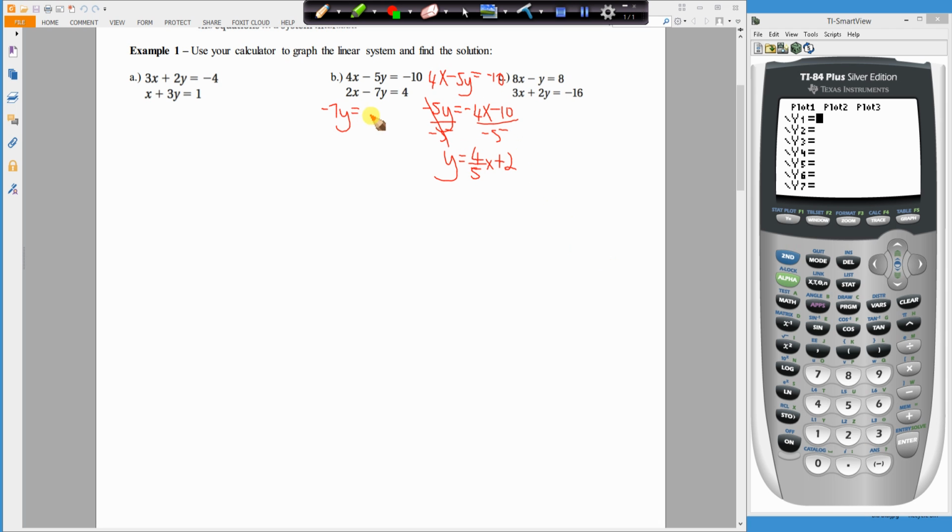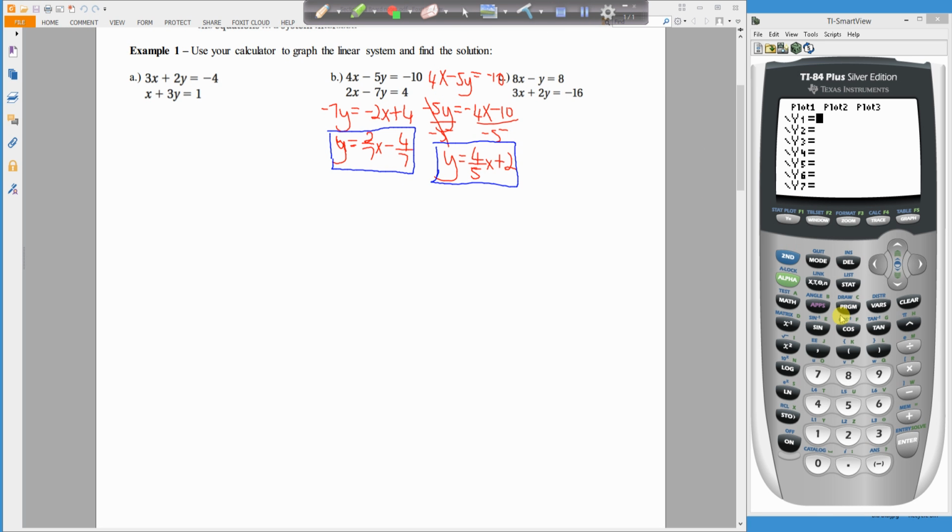So negative 7y equals negative 2x plus 4, divide by negative 7, so you get what? 2 over 7x minus 4 over 7, okay? This is not a pretty equation, but it still works, all right? So I'm going to graph these two things, okay? And then see where they intersect. That's the solution, okay?